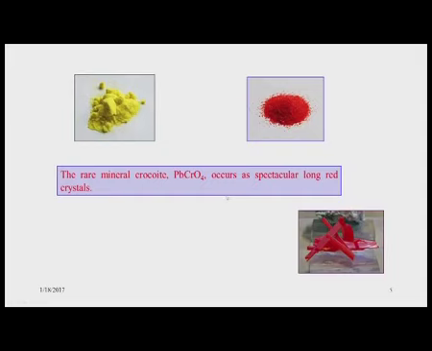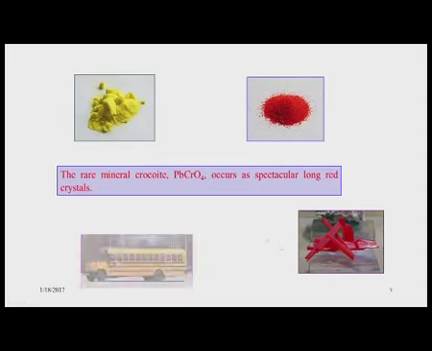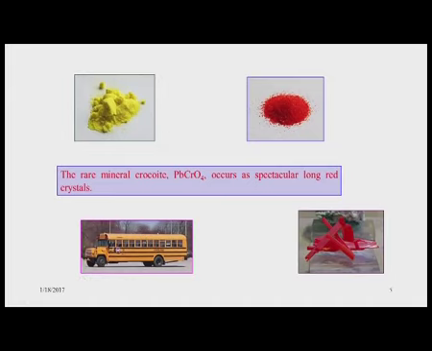So, if we can naturally get this particular compound, and if we grind it like that of our dichromate, we can use this also as a red pigment, and this yellow color can be utilized for the corresponding chrome yellow painting of school buses. Okay.